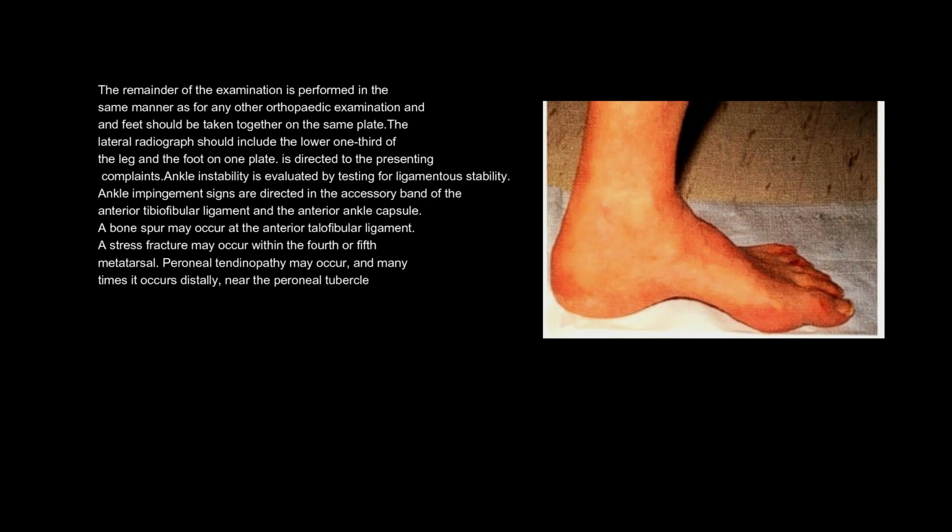and is directed to the presenting complaints. Ankle instability is evaluated by testing for ligamentous stability. Ankle impingement signs are directed in the accessory band of the anterior tibiofibular ligament and the anterior ankle capsule. A bone spur may occur at the anterior talofibular ligament. A stress fracture may occur within the fourth or fifth metatarsal. Peroneal tendinopathy may occur, and many times it occurs distally, near the peroneal tubercle.